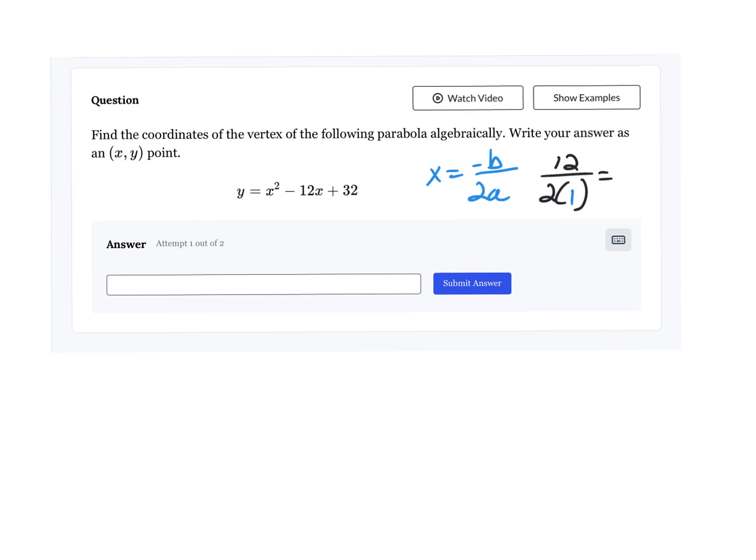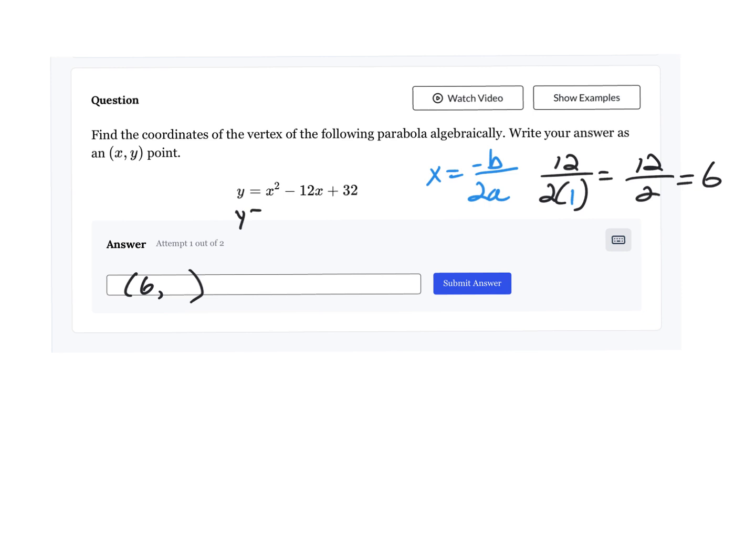And we finished working this out. That's going to be 12 divided by 2, which is 6. Well, what we know is that the coordinate, the x value, is going to be 6. What we need to figure out is the y value. Well, right here, it tells you that y is equal to the x value squared minus 12 times the x value plus 32. So we're just going to plug x in here.